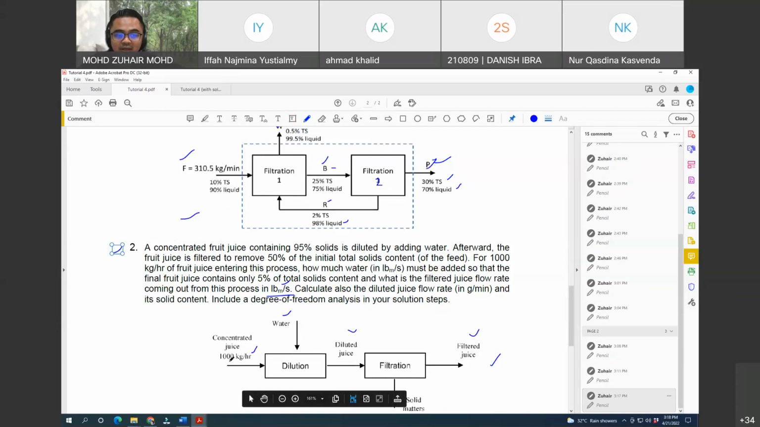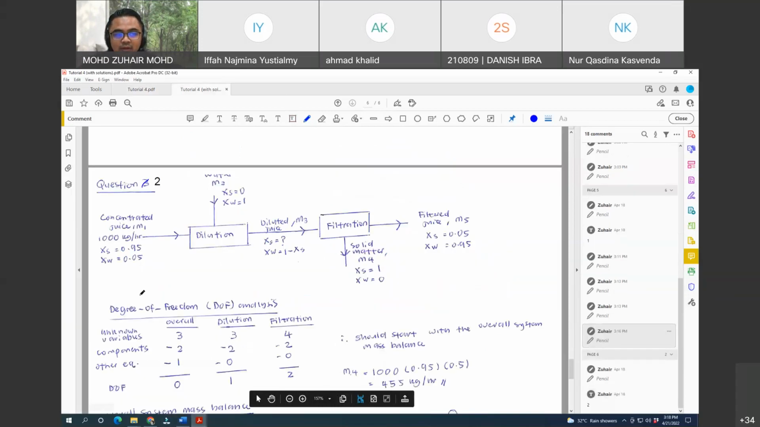For example, this is 100 kg, and then the solid content is 95%. Okay, so if the block diagram is not complete, you need to redraw it with all the information. So for the concentrated juice, we're just going to put M1. The water is M2, then M3, M4, and M5. Okay, with 100 kg per hour, the fraction of solid is 0.95, the water is 0.05. And then for pure water that goes in, of course, it's water, so solid is 0 and water is 1.